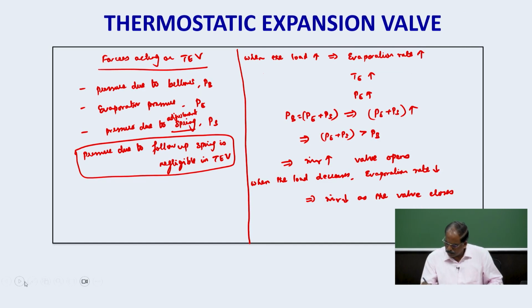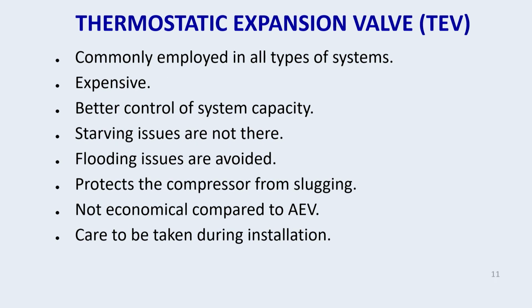PB will be greater than PE plus PS here. In the second case, the equation will be the reverse: PB will be less than PE plus PS. So, this is the commonly employed expansion device in all types of systems. It is expensive. It is not economical compared to the capillary tube or automatic expansion valve.